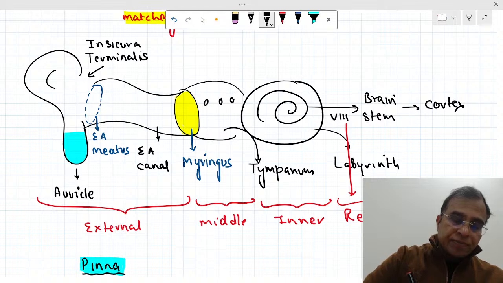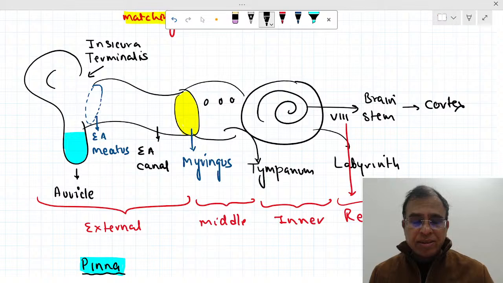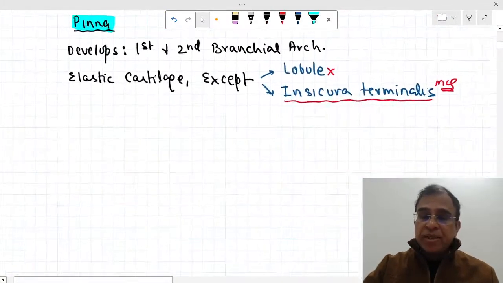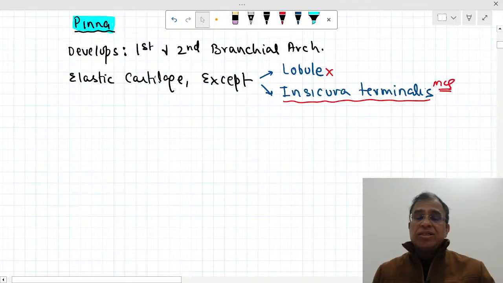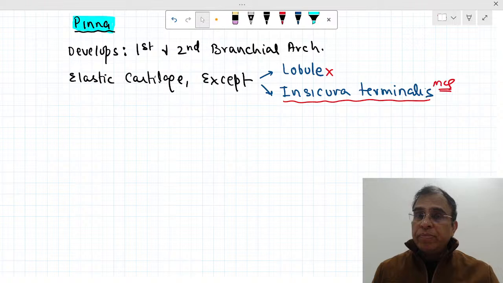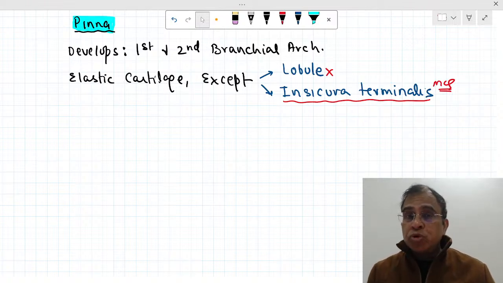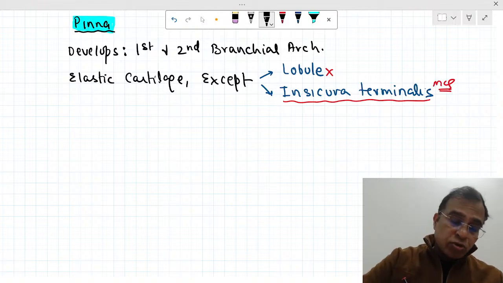Okay, this is the area. Easy to remember. You don't have to remember the diagram or the location. You have to remember the name. And I was asking you, why is incisura terminalis important? Because when we do surgery of the middle ear, incisura terminalis is one of the surgical approaches to the middle ear. So they ask you a question on surgical approach to the middle ear.